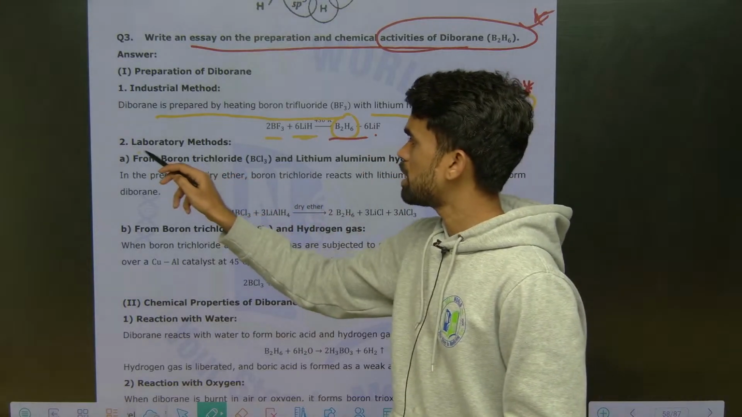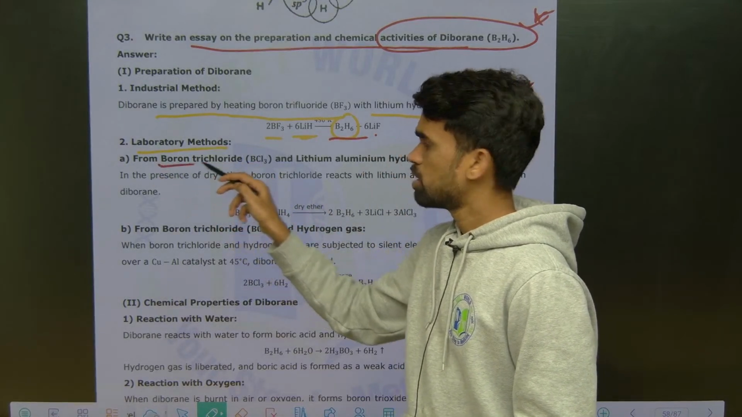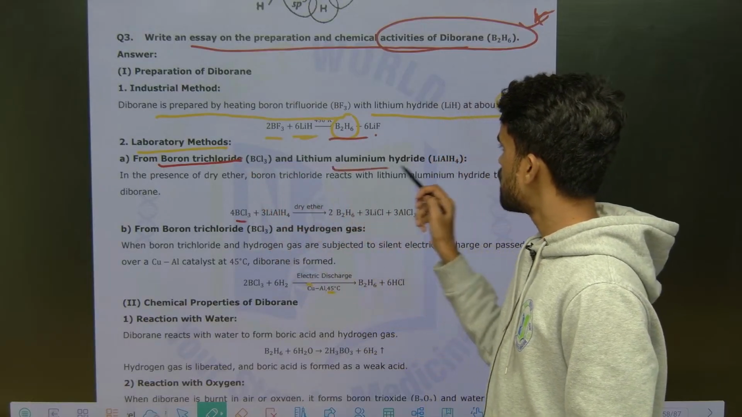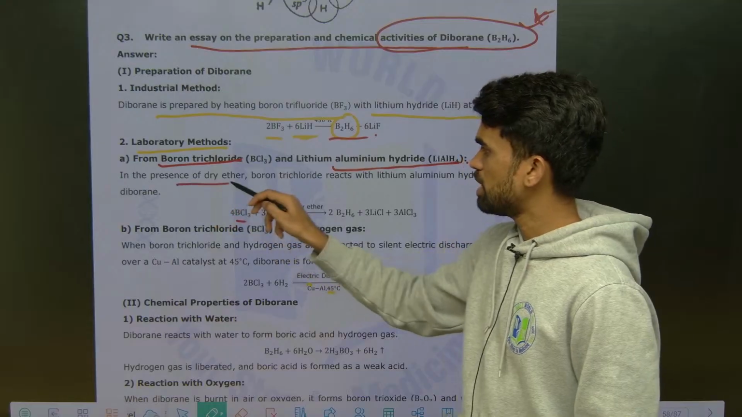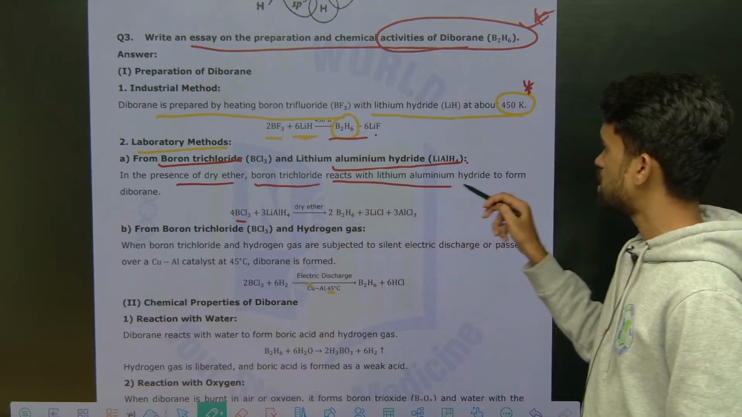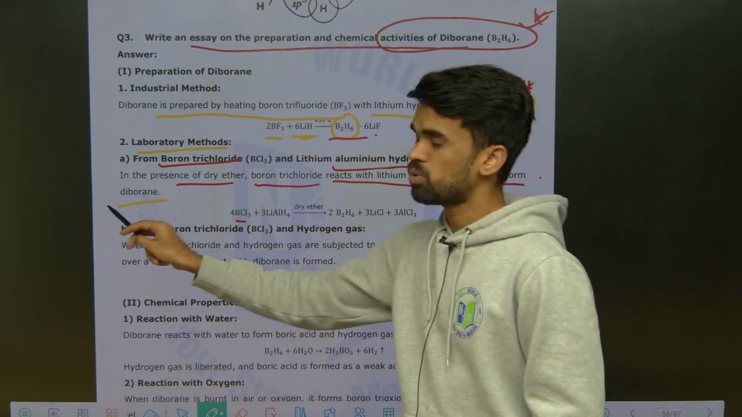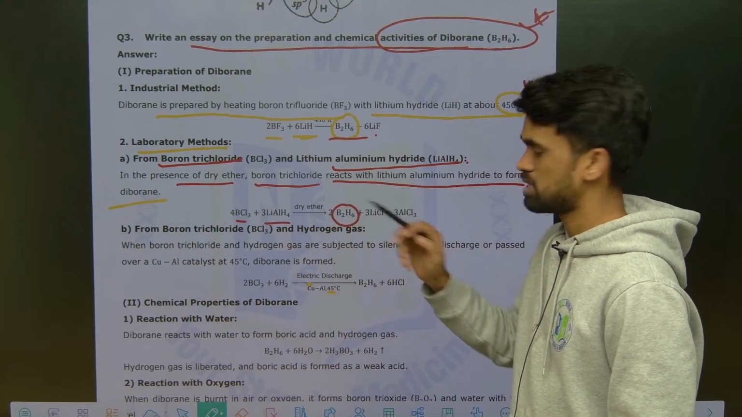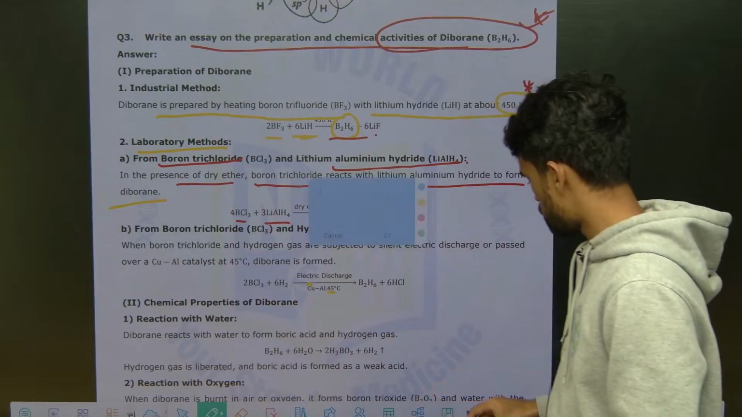Now the laboratory methods. How do you prepare it? Taking boron trichloride BCl3 and lithium aluminum hydride, in presence of dry ether, boron trichloride reacts with lithium aluminum hydride and forms diborane. So BCl3 with lithium aluminum hydride gives B2H6. This is the product formed.